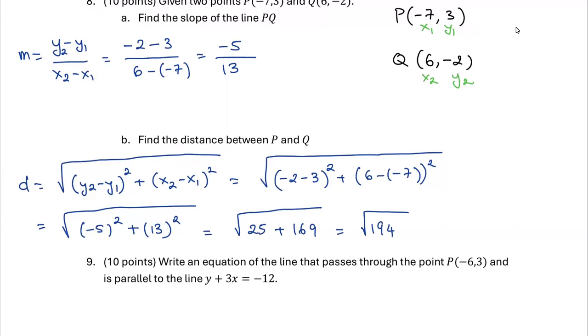And let's see if I can simplify square root 194. The prime factorization of 194 is 2 times 97. That's it. I cannot find any two same numbers, right? So square root 194 is just square root 194. So let me highlight the answer.